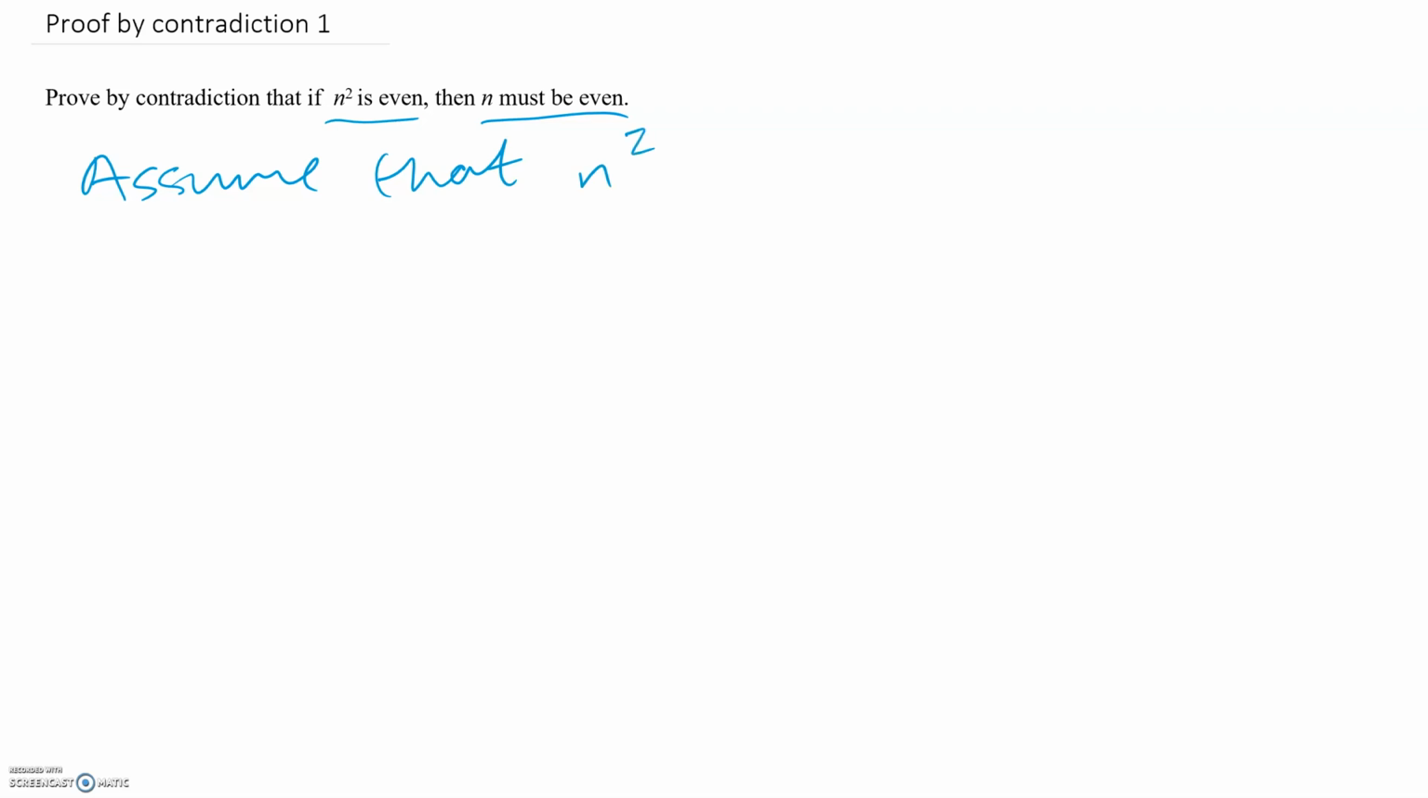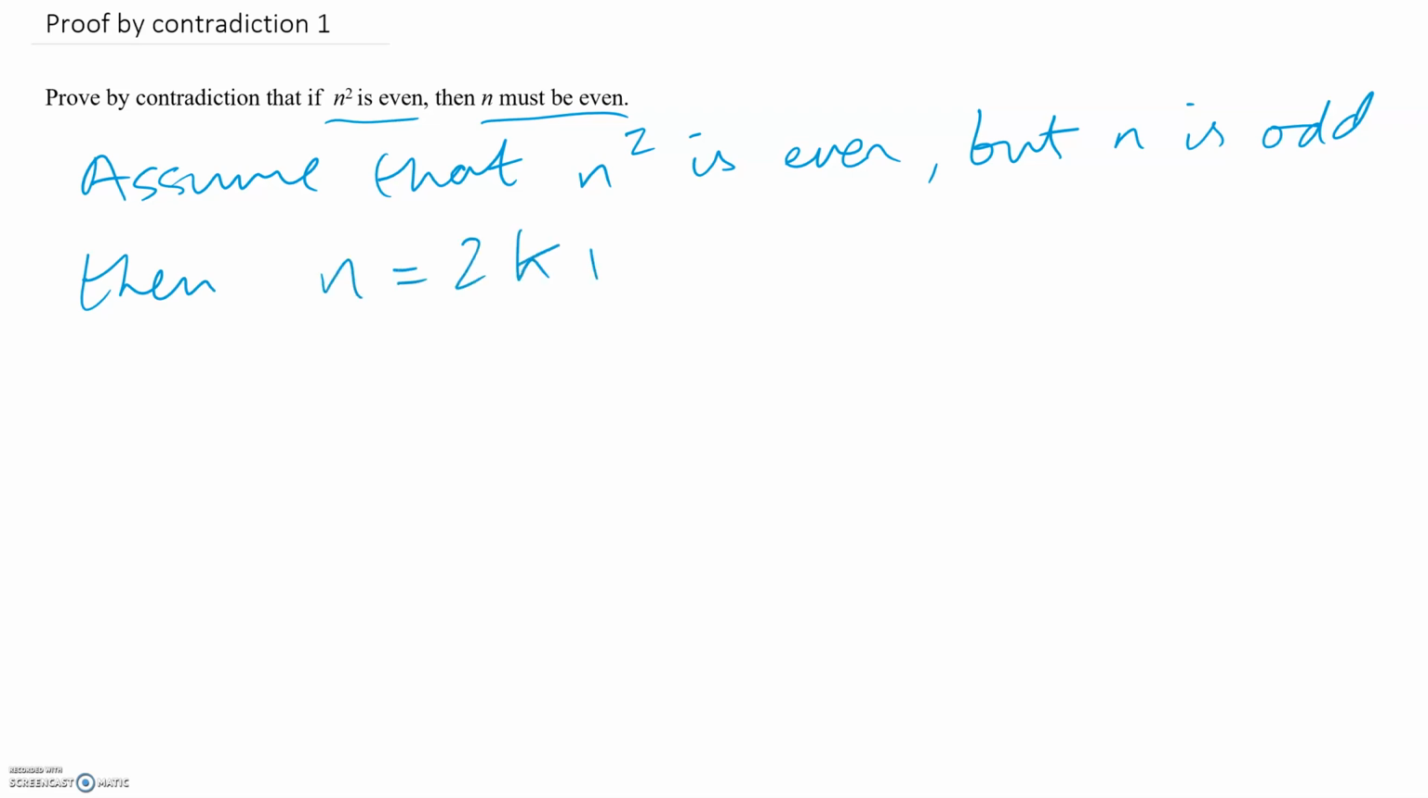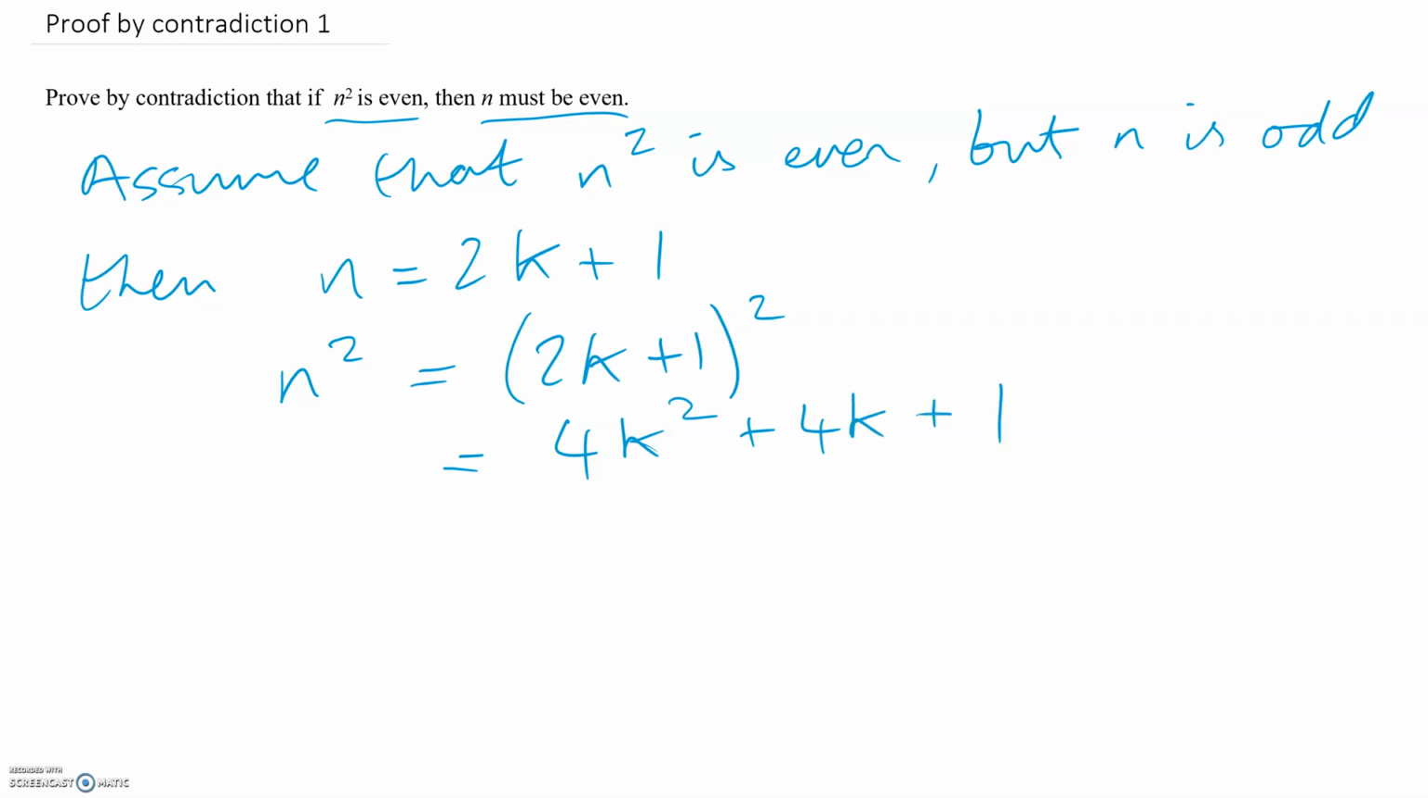So if we assume the opposite of what's written here, if we assume that n squared is even, but n is odd, then if n is odd, you can write n as 2k plus 1, where k is an integer, and so n squared will be (2k plus 1) squared, which is 4k squared plus 4k plus 1 if you expand the double brackets, and that can be written as 2 times (2k squared plus 2k) plus 1.